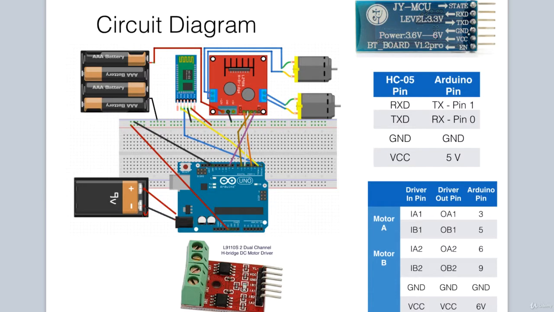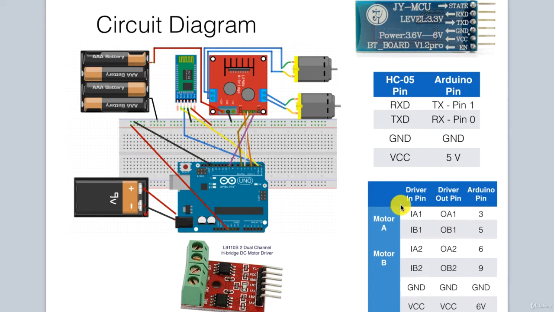Let's take a look at the circuit diagram. Specifically, to connect the Arduino to our Bluetooth module, the receive pin on the module goes to pin 1 on the Arduino, the transmit pin on the module goes to pin 0 on the Arduino, the ground is connected to ground, and VCC on the module is connected to 5 volts on the Arduino.